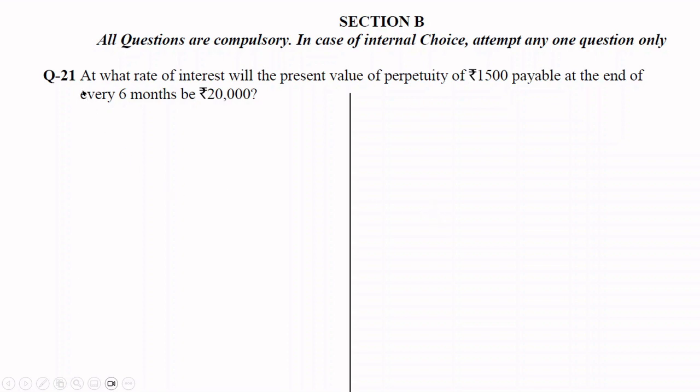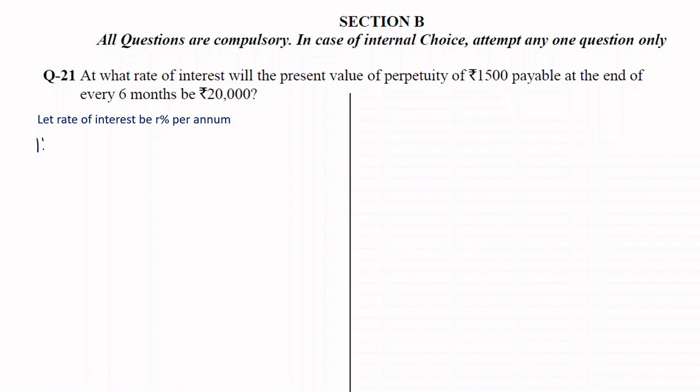The 21st question: at what rate of interest will the present value of perpetuity of rupees 1500 payable at the end of every 6 months be rupees 20,000? In this question, the present value of perpetuity is given, it is rupees 20,000. We have to find the rate of interest at which the present value of perpetuity of rupees 1500, the periodic payment payable at the end of every 6 months, is 20,000. So the number of times compounding is done per year is 2. We have to find the rate of interest R. Let the rate of interest be R% per annum.